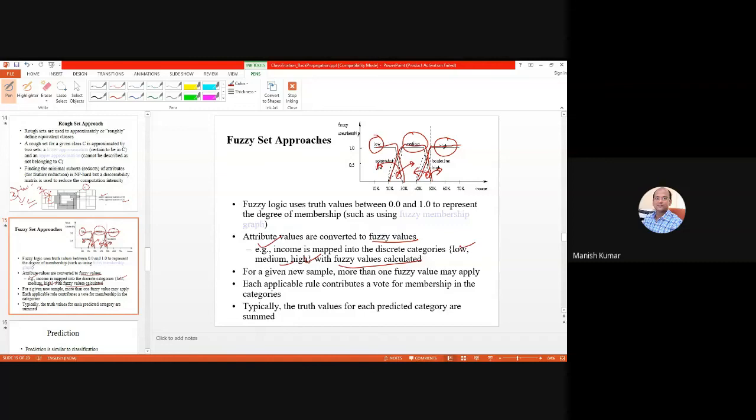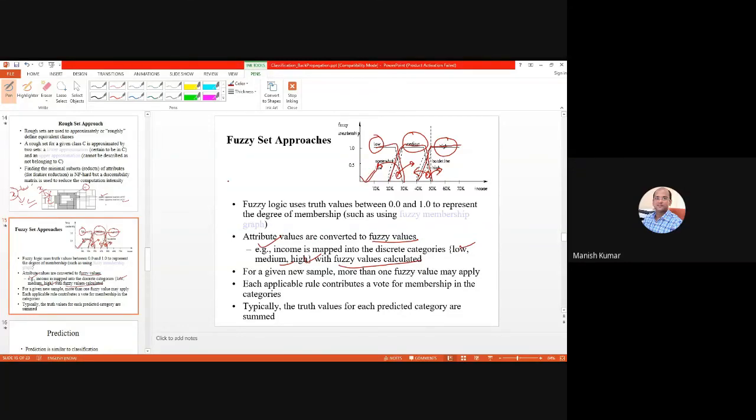So for a given new sample, more than one fuzzy value may apply. Each applicable rule contributes a vote for membership in the categories. Typically, the truth values for each predicted category are summed up. So that way it works. This is the concept of the fuzzy set approach.